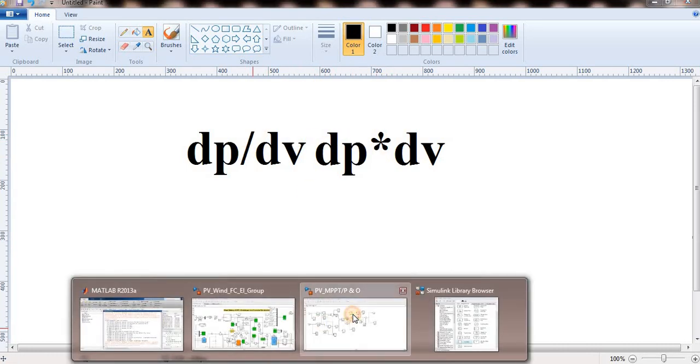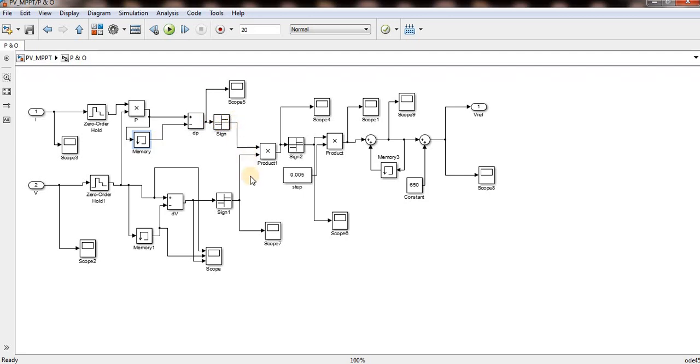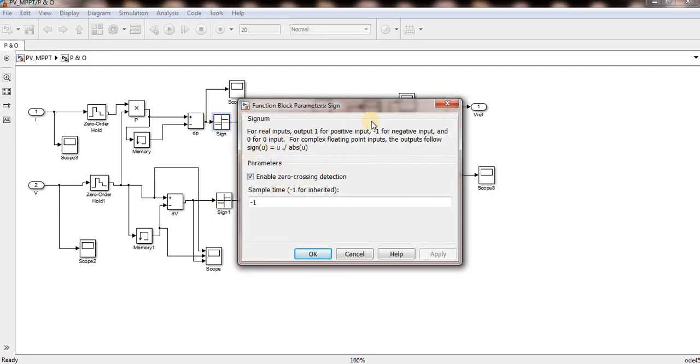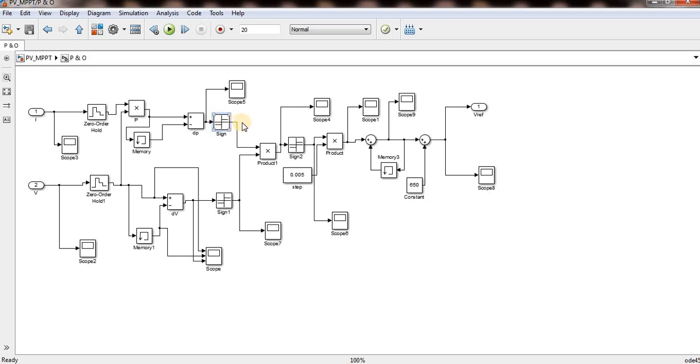So I considered dp into dv, but before that I got the sign of each, whether positive or negative, because I don't want the value of dp or dv. I require only the sign. So I took the sign function. If it is positive, positive 1 will come. If it is negative, negative 1 will come. Here we could divide it because the values are not coming here. You may divide it, or take the product, because I require only the sign. Again, I make it the sign.